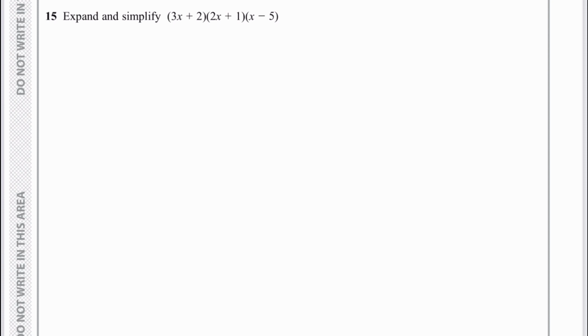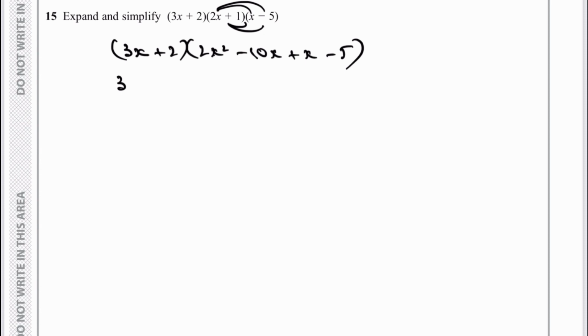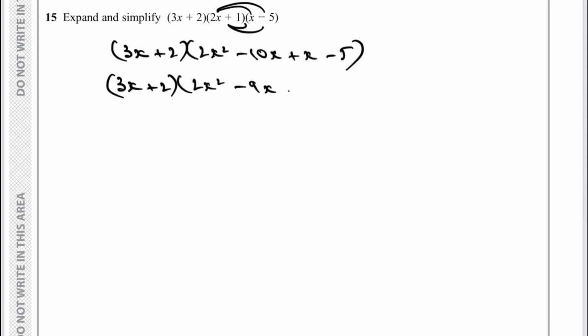Now, you might do it slightly differently to me. What I tend to do is I ignore the first bracketed term, so that's 3x plus 2, and then I look at the second set of terms. So when I expand that out, I'm going to get 2x times x, which is 2x squared, and 2x times minus 5, which is minus 10x, and then I'm going to look at the bottom, which is going to be plus x, and then minus 5. Okay, so when I write that out a little bit tidier, I'm going to get 3x plus 2 multiplied by 2x squared, and I've got minus 10x plus x is minus 9x, and then I've got minus 5.